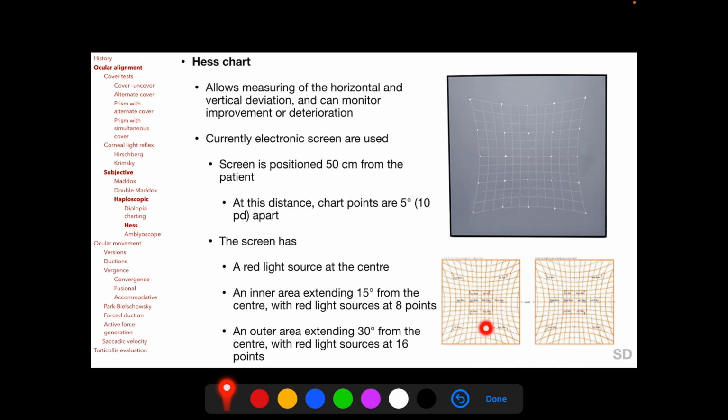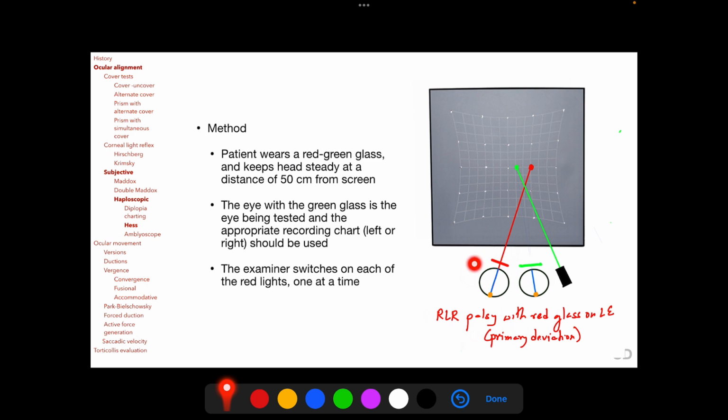So the patient wears a red-green glass and keeps his or her head steady at a distance of 50 cm from the Hess screen. The eye with the green glass is the eye being tested, and so the appropriate recording chart should be used. In this diagram, the right eye is being tested, so the examiner must use the right eye Hess chart for recording his observations of the patient's response on the Hess screen.